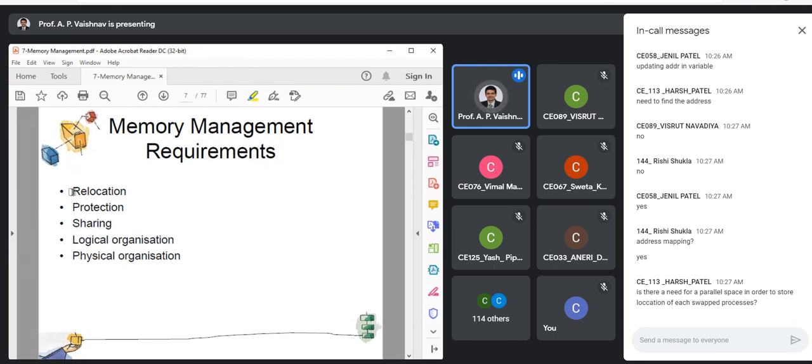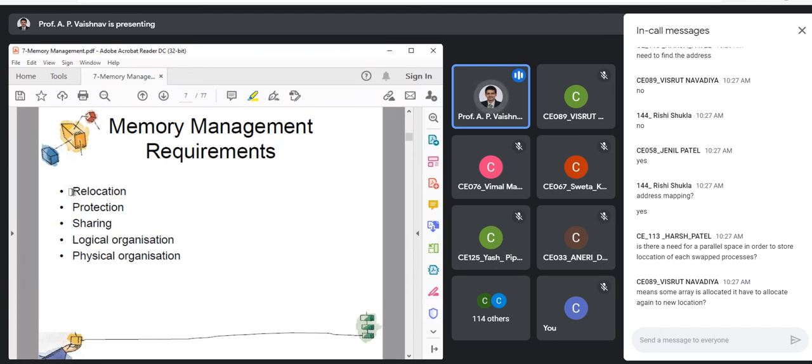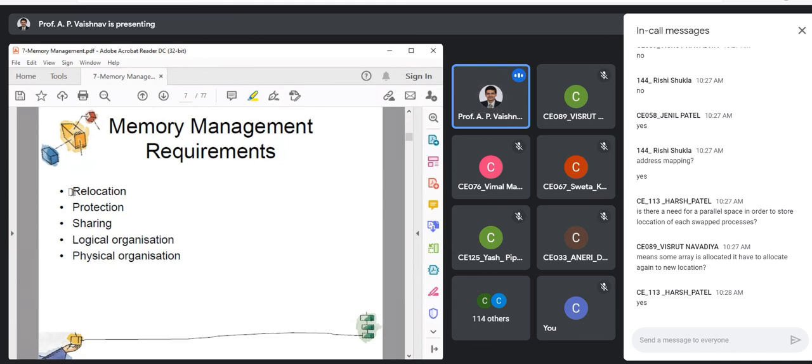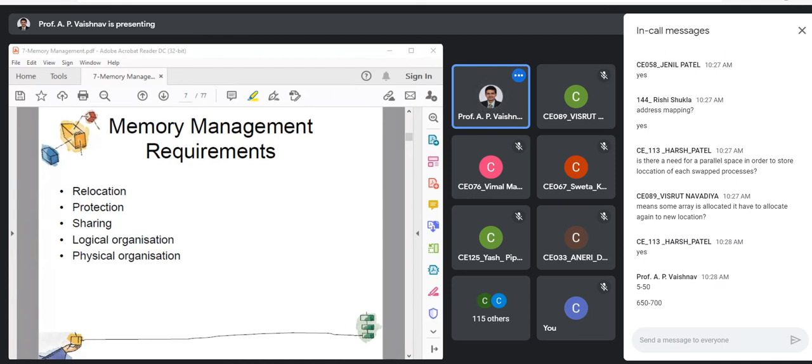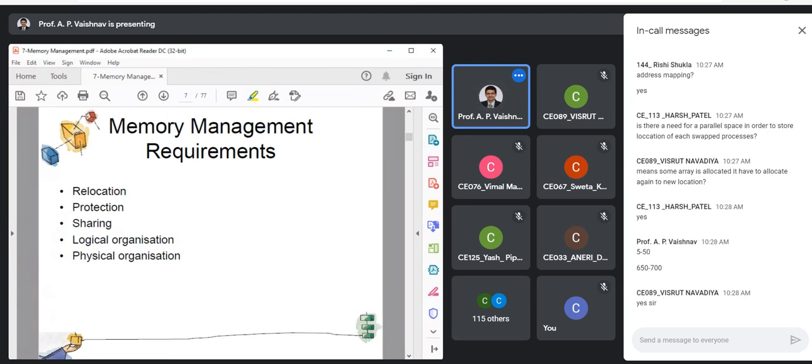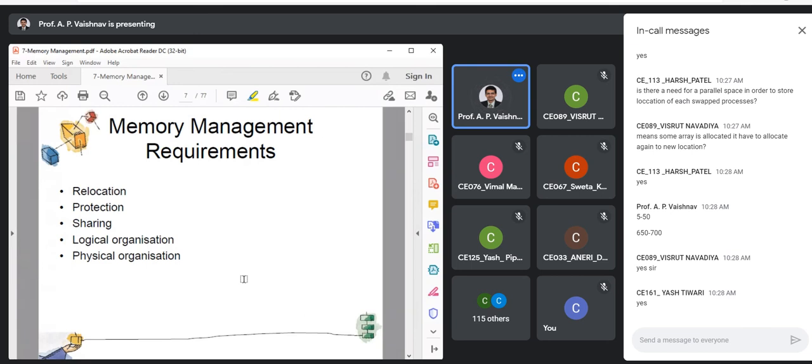Is there a need for a parallel space in order to store the location? Yes, if you want to have it, then it is possible, Harsh. You can maintain the parallel space, but that is not possible for every system. Yes, some array is allocated to hold the new location. Basically, suppose the current range of addresses for process P1 is, for example, 5 to 50 in the first reference, and when you load it again, it becomes, let us say, 650 to 700. I'm giving some random addresses. So in this case, yes, you have to maintain the track by some means, either an array or any other method, but the track has to be maintained. Getting the point? So relocation and addressing, these two topics are combined over here.